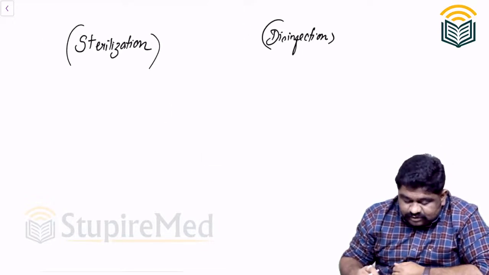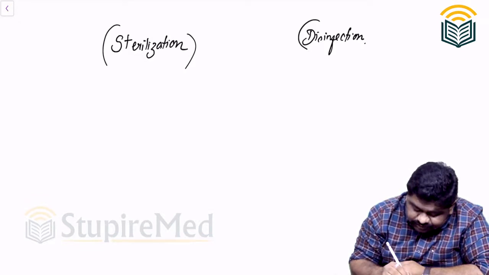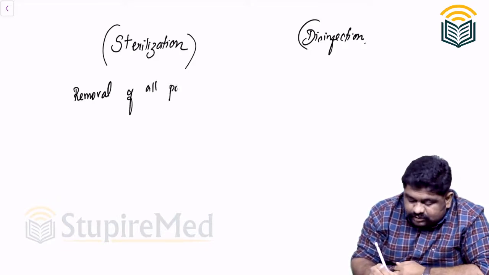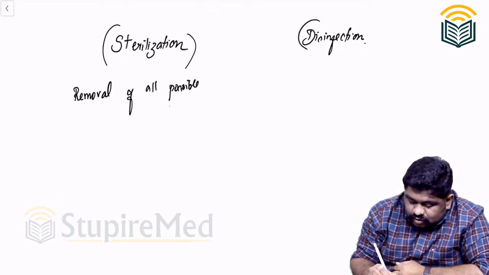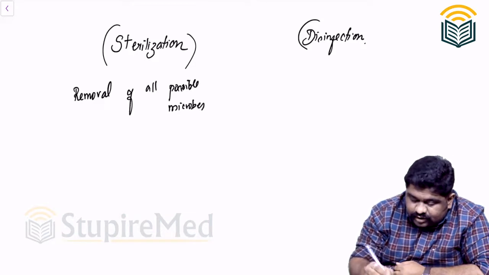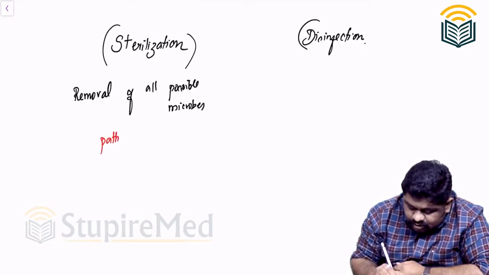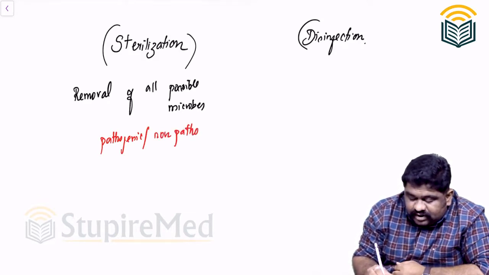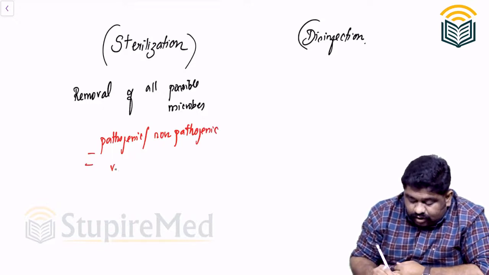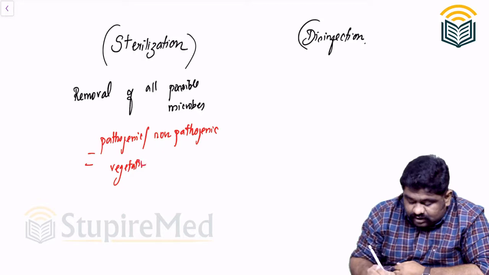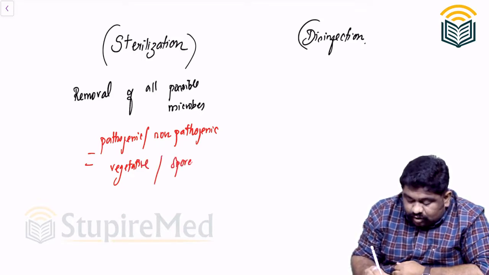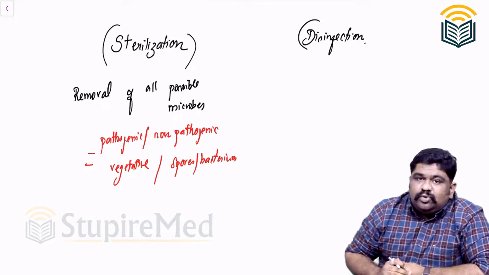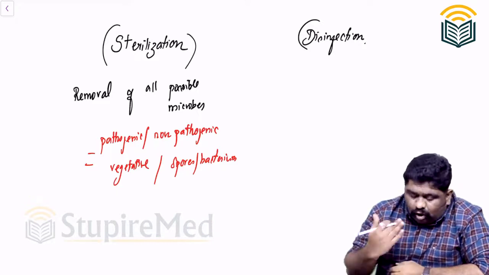You might have learnt it many times before, but remember, sterilization means removal of all possible microbes. All possible microbes, be it pathogenic or non-pathogenic, doesn't matter. Be it a live organism or a vegetative structure, doesn't matter. For example, spores or bacterium: bacterium is the actively multiplying stage, while spore is a redundant and dormant stage. All of them should be removed.